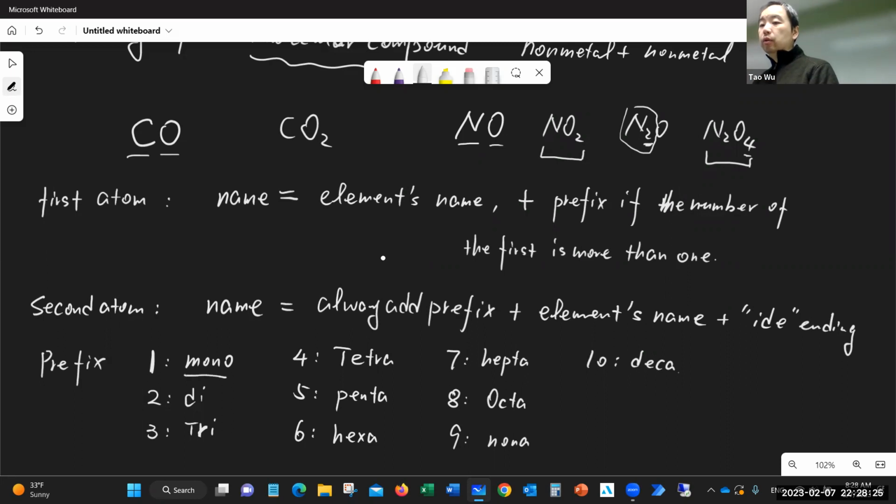Do you know where those come from? I'm just asking, I'm not sure. Do they come from Greek, or from Latin, or from somewhere else? What do you think? Any idea? But we commonly use those prefixes, right?